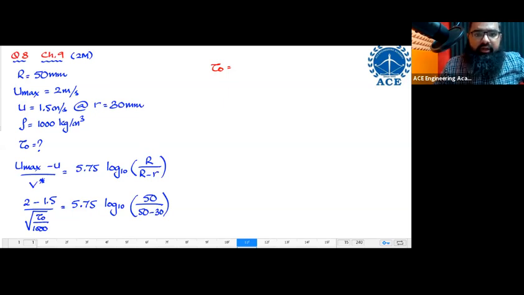Everything is in SI units, so you're going to have 47.74 Pascal. The answer you're supposed to get is 47.74 Pascal.